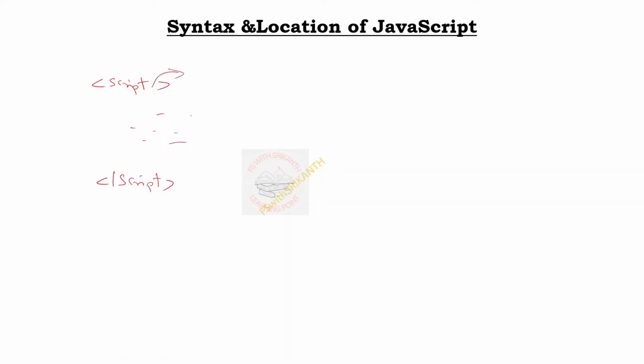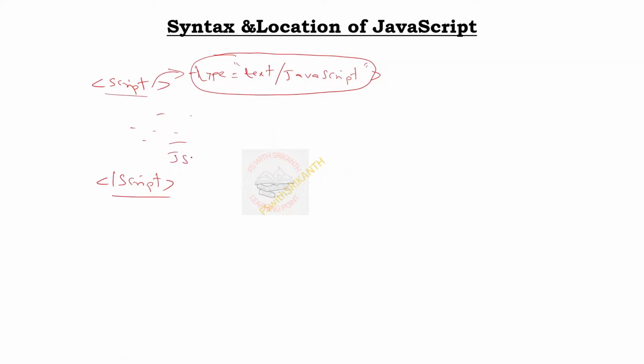It has one attribute, that is the type attribute: type equals text/javascript. This attribute is not mandatory; it is optional. So in between the script tag, we may place JavaScript code.